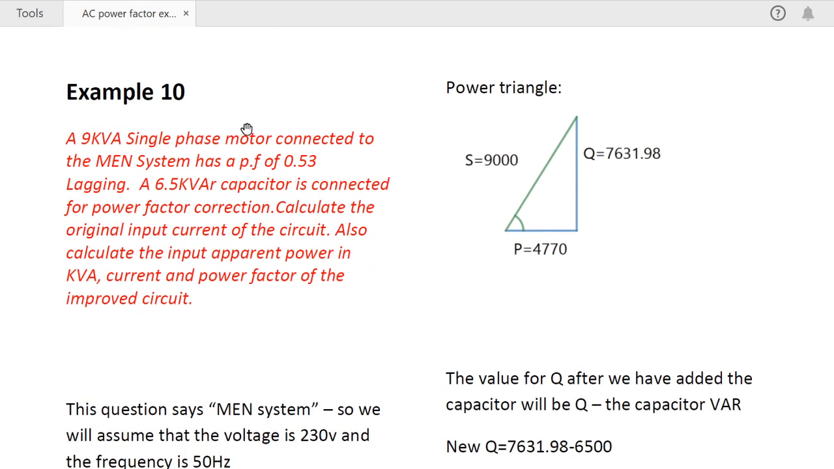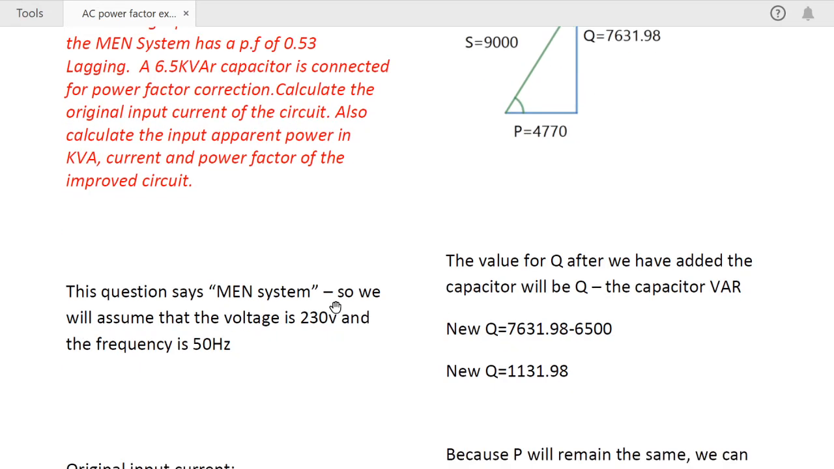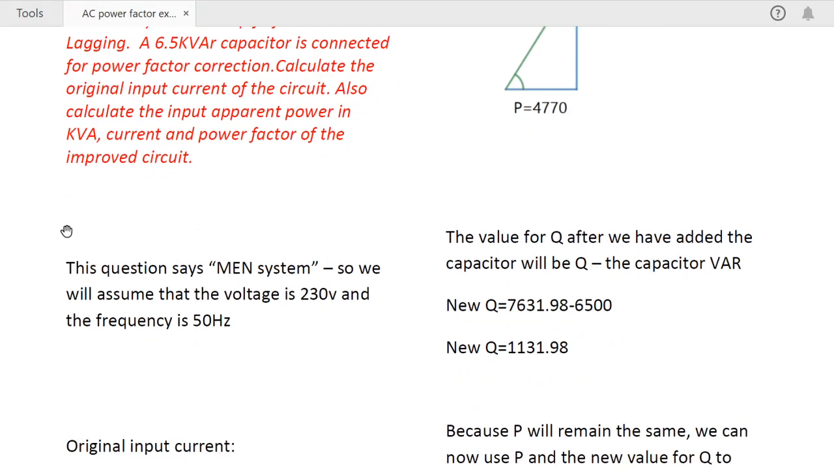Example 10. A 9 kVA single phase motor connected to the MEN system has a power factor of 0.53 lagging. A 6.5 kVAr capacitor is connected for power factor correction. Calculate the original input current of the circuit. Also calculate the input apparent power in kVA, current and power factor of the improved circuit. Okay, so multi-part question here.